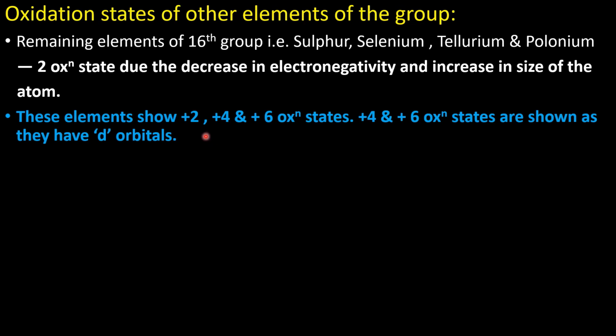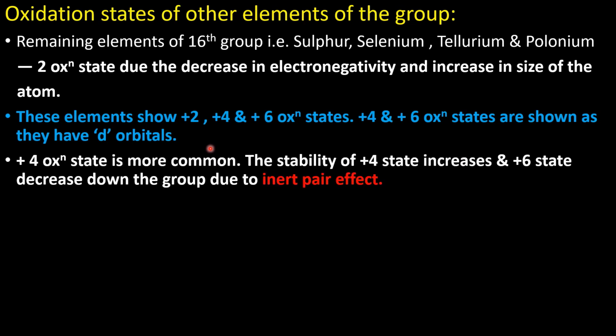These elements also show +2, +4, +6 oxidation states. Out of these, +4 and +6 oxidation states are shown because of the presence of d orbitals. The +4 oxidation state is more common among all these. This is because the stability of +4 oxidation state increases and the stability of +6 oxidation state decreases down the group due to the inert pair effect.